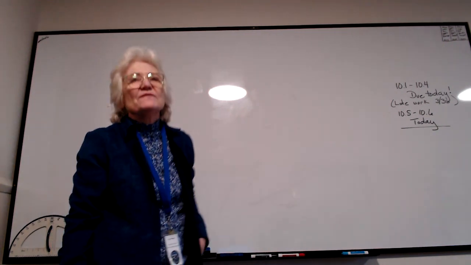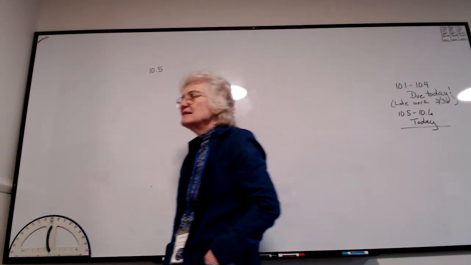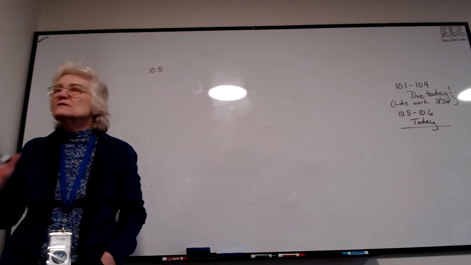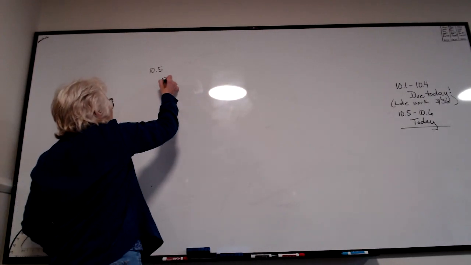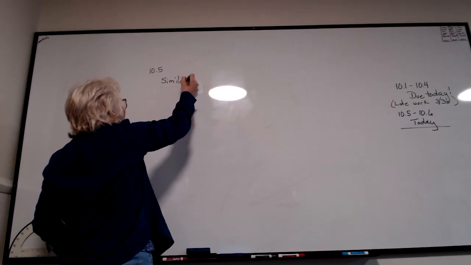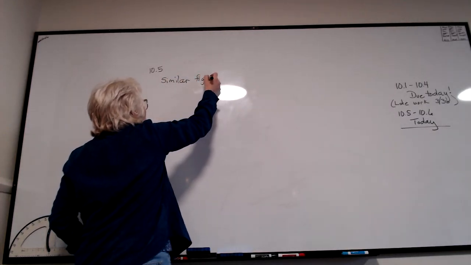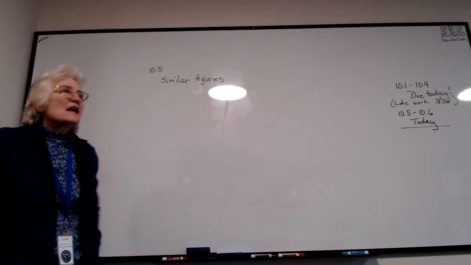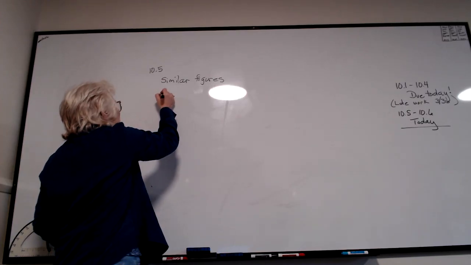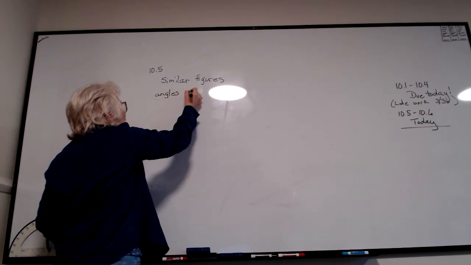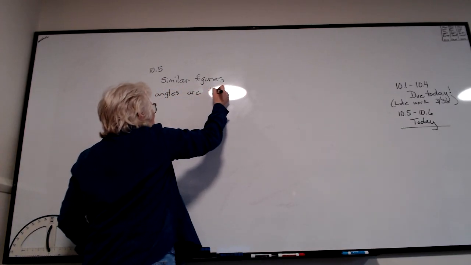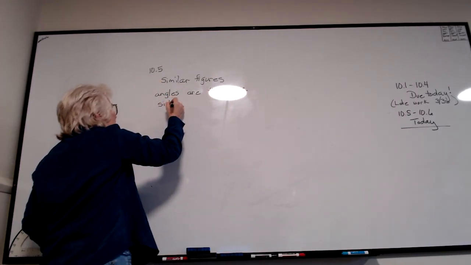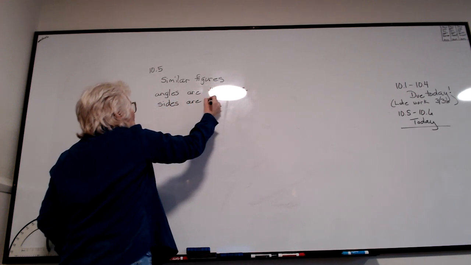Okay, we're going to look at 10.5 and 10.6 today. What this whole section has been about is similar figures. And what we know about similar figures is that their angles are the same, and then their sides are proportional.